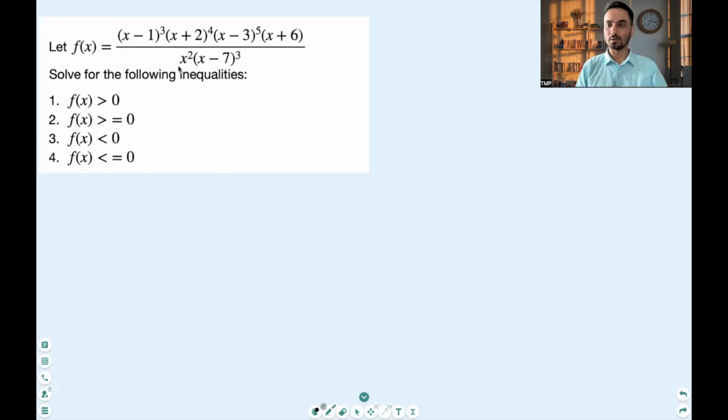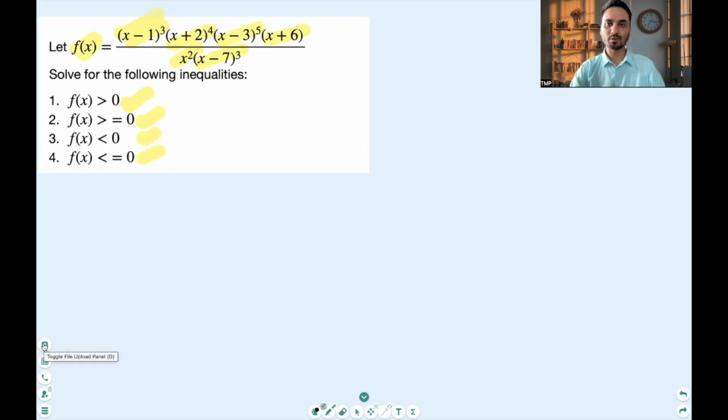The question that we are using for the example is f of x equals (x minus 1) whole cube times (x plus 2) raised to the power 4, (x minus 3) raised to the power 5, times (x plus 6), divided by x squared times (x minus 7) whole cube. And we will solve this for f of x greater than 0, greater than or equal to 0, less than 0, and less than or equal to 0.